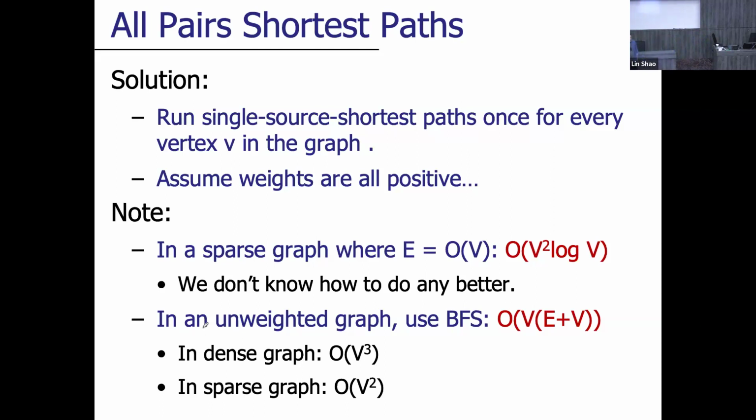And how about when we apply this on an unweighted graph? Instead of running Dijkstra's algorithm, we can just run BFS, right? And this will give us a result of V times (E plus V), right? For the dense graph, where E is almost on the order of V squared, we will achieve a result of V cubed. And in the sparse graph, where the number of edges is on the order of the vertices, we will have V squared, right? For the sparse graphs, this is almost optimal. I don't think we can come up with very complicated algorithms to achieve significantly better, right?